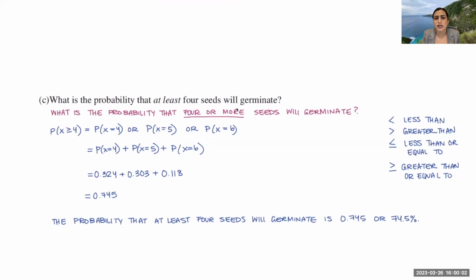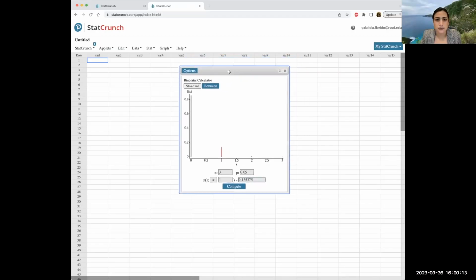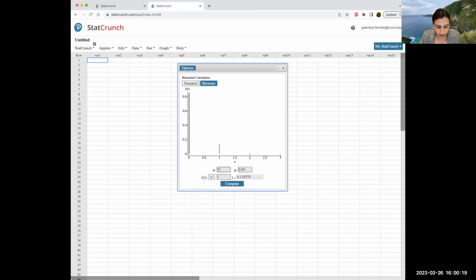Let me show you how you can also use StatCrunch. StatCrunch actually makes things a lot faster as well. So let me just show you how we can find this a little bit faster. So we have 6 trials. The probability of germinating is 70%, which is 0.70. And we're looking for greater than or equal to 4. And we hit compute, bam, it gives us the same thing.